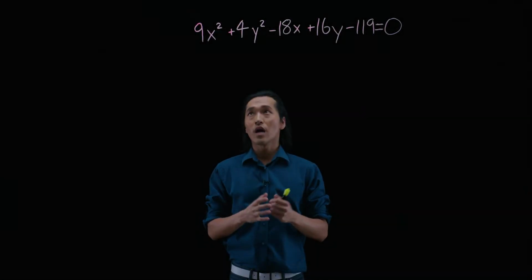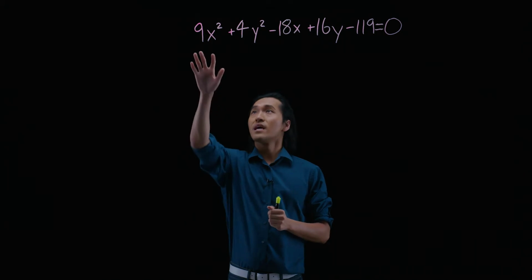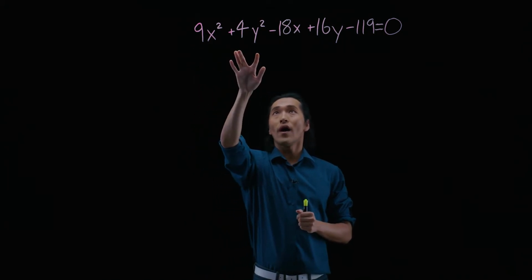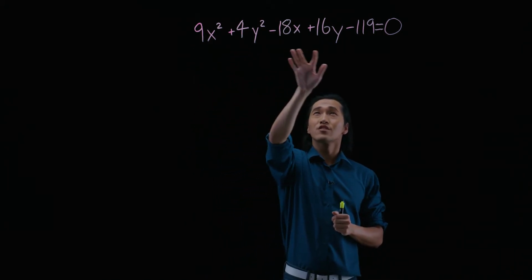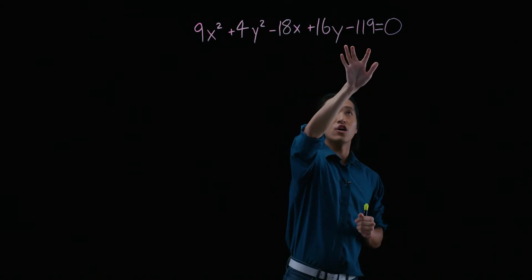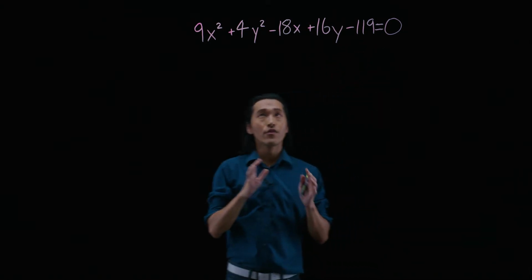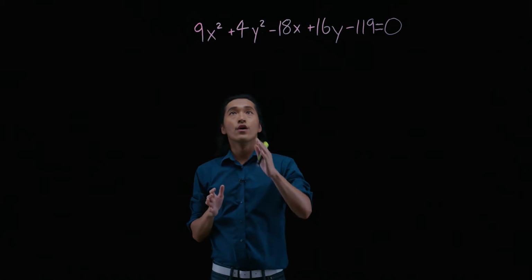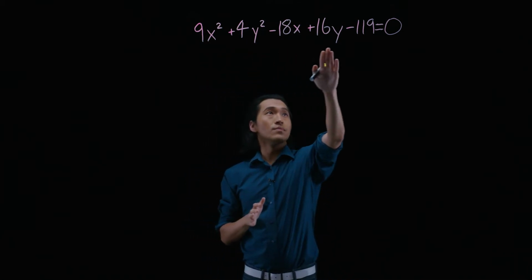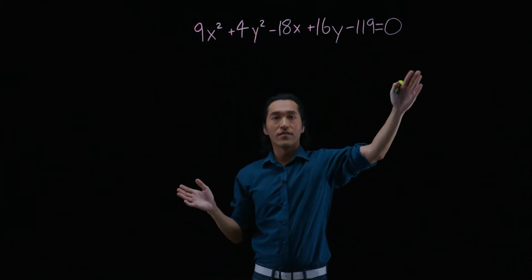Hi, I'm David. So for this problem, we're given an equation, 9x squared plus 4y squared minus 18x plus 16y minus 119 is equal to 0. And they're asking us to identify whether this is a circle, ellipse, or hyperbola, or none of the above.